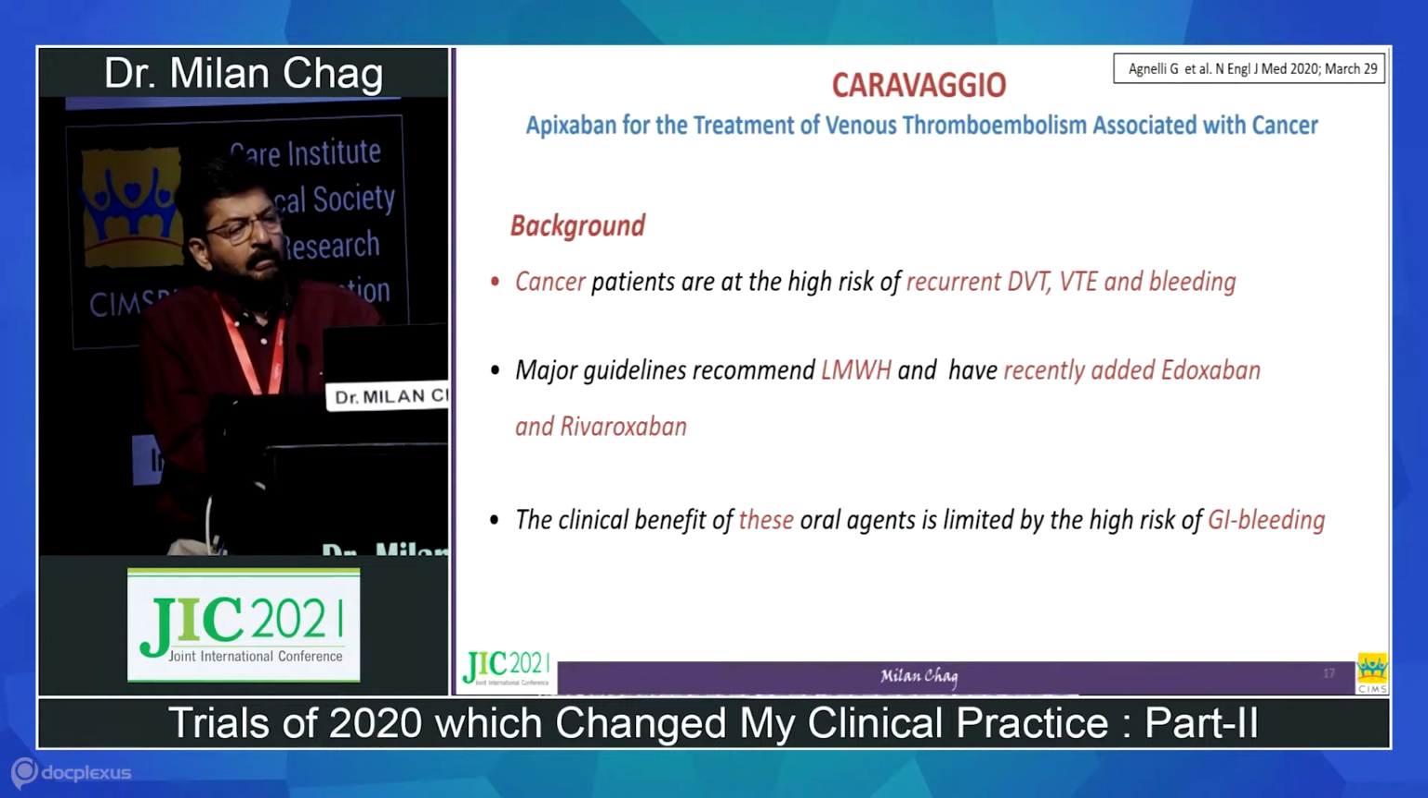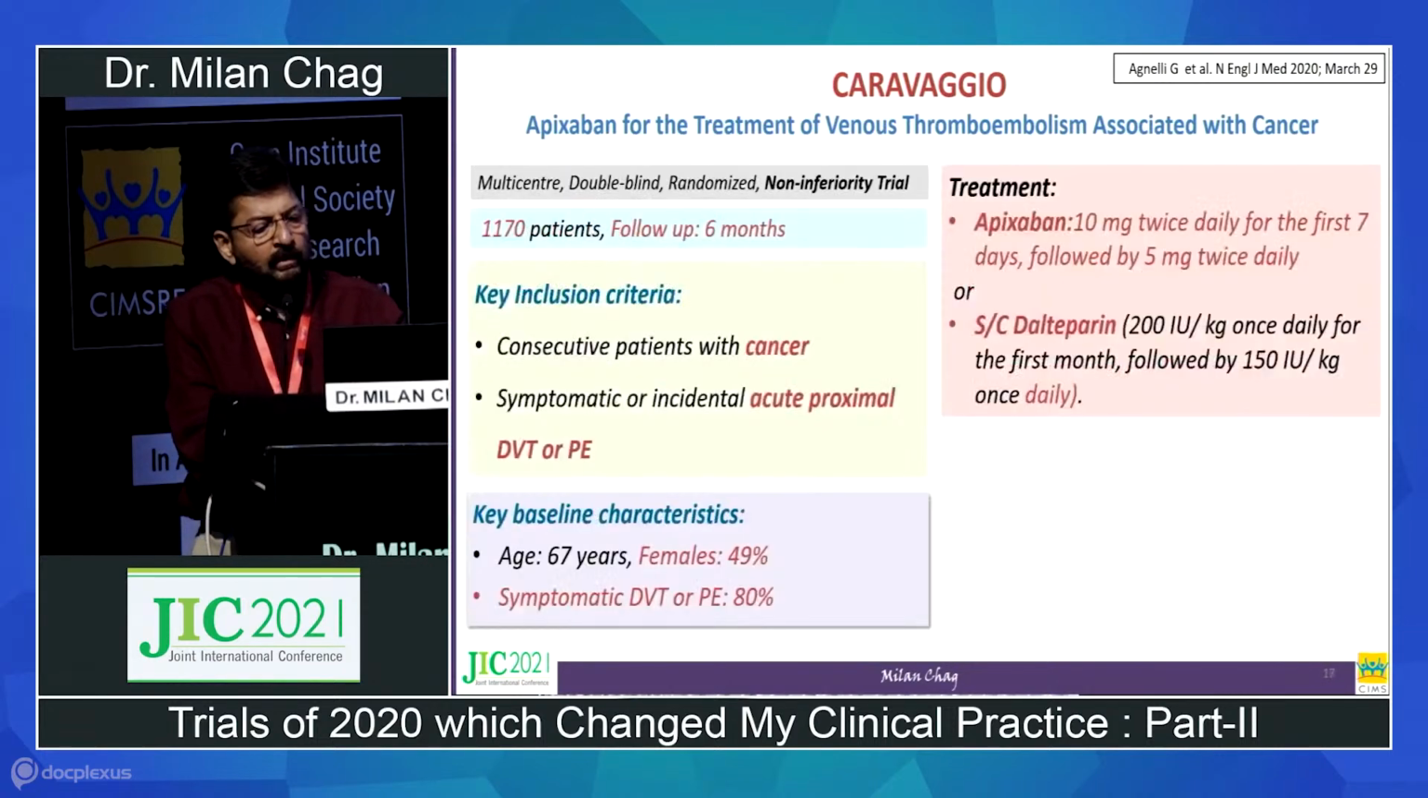Major guidelines recommend still low molecular weight heparin continuously till they are alive or their cancer is cured. Recently they added edoxaban and rivaroxaban, but we know that both these groups of NOAC have increased GI bleeding. So again, it is a very major issue, and especially when patient has GI malignancy, you cannot give this molecule. Then what to do?